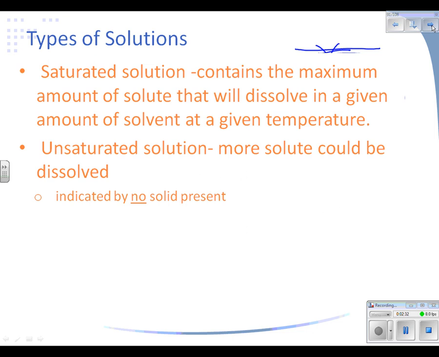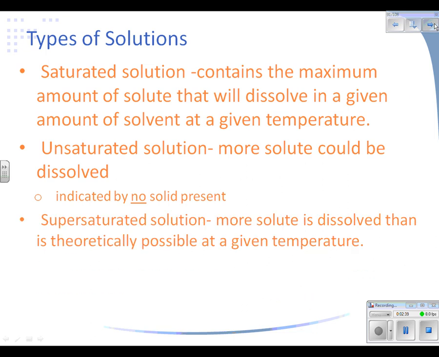So saturated, maximum amount. Unsaturated, more could dissolve. Now, supersaturated solutions are those where more solute is dissolved than is theoretically possible at that given temperature. So we have certain solubilities at certain temperatures, but this is saying we can have more than that. It's over the amount it's supposed to have.